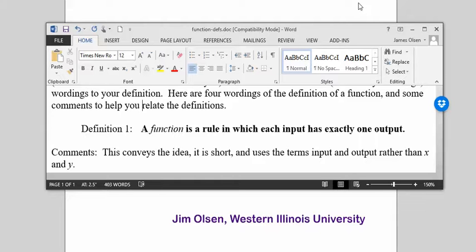The definition I'm going to look at first of all here is that a function is a rule in which each input has exactly one output. The inputs are typically going to be x values. The corresponding output values will be y values on a graph.